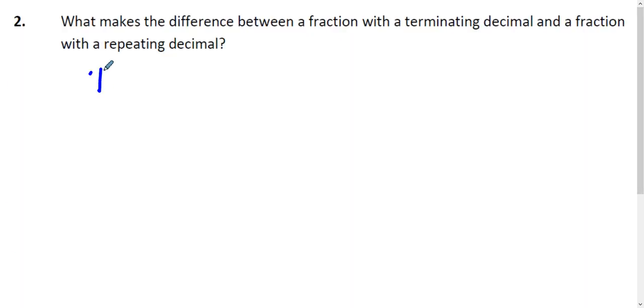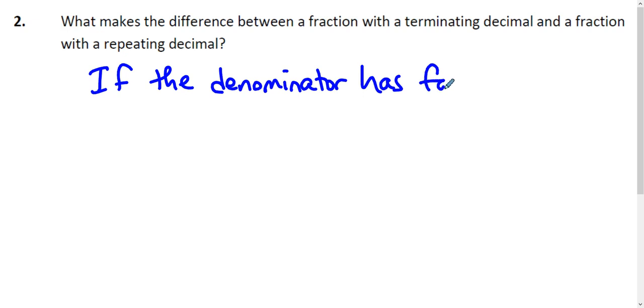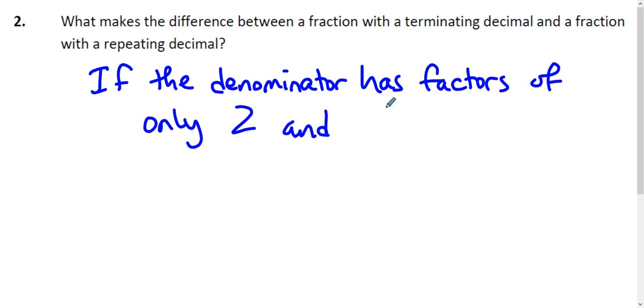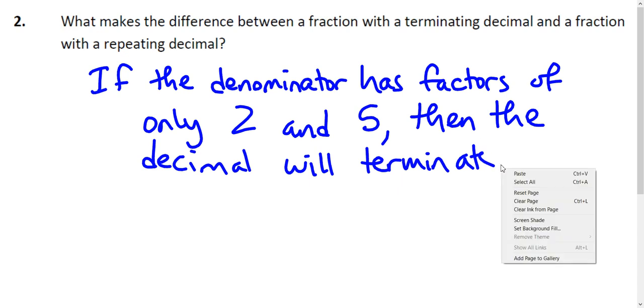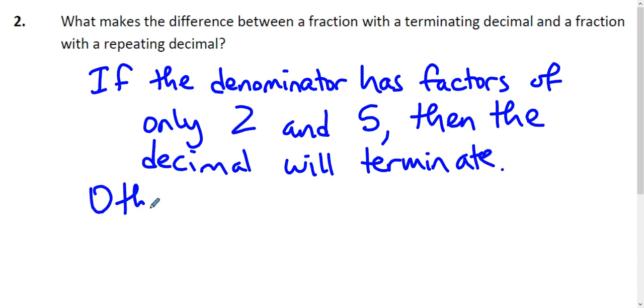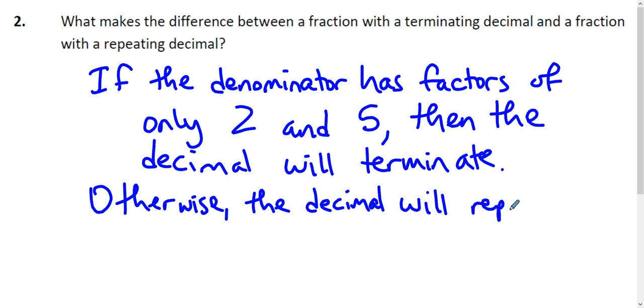So what makes the difference? If the denominator has factors of only 2 and 5, then the decimal will terminate. Otherwise, the decimal will repeat. And that's a hard and fast rule.